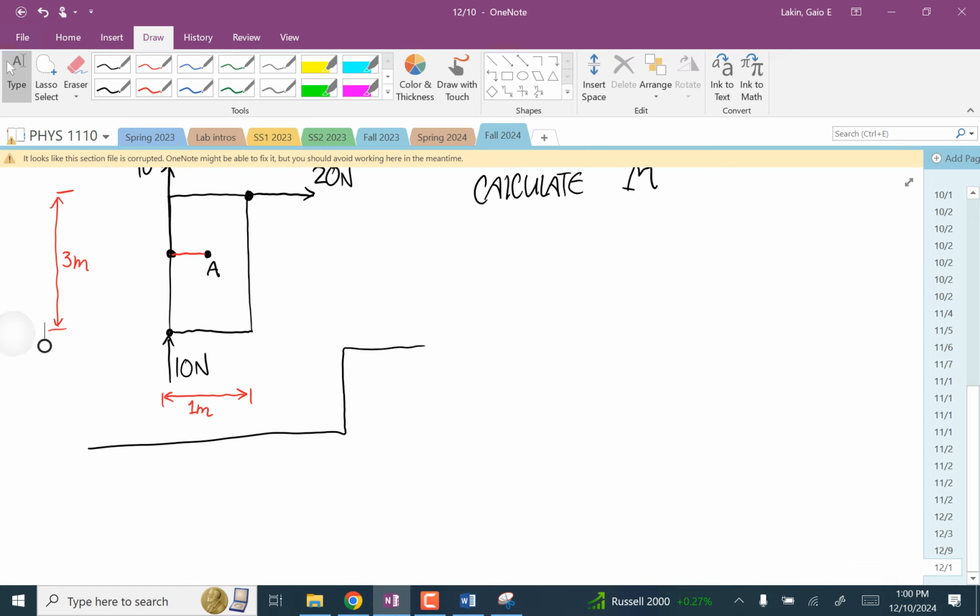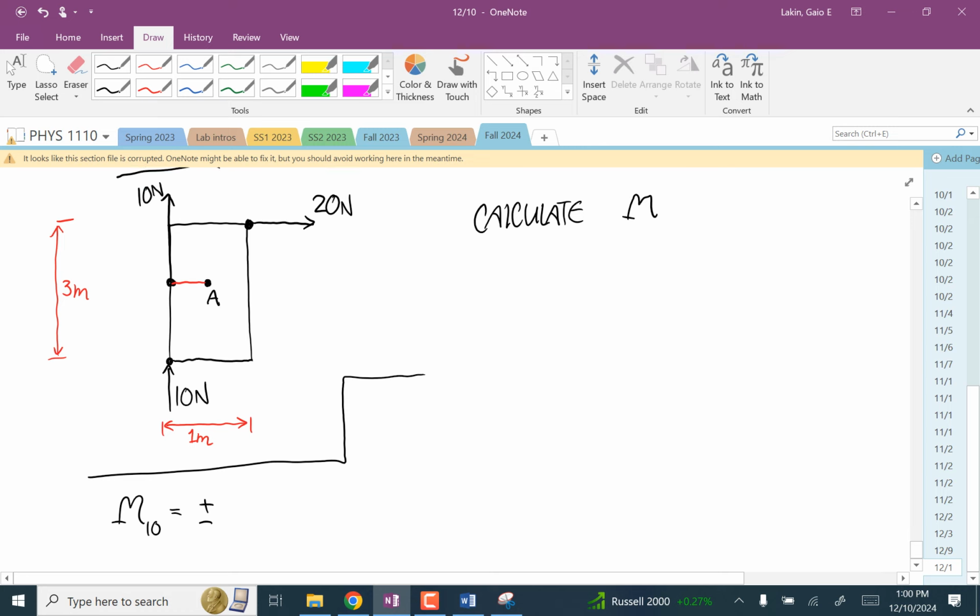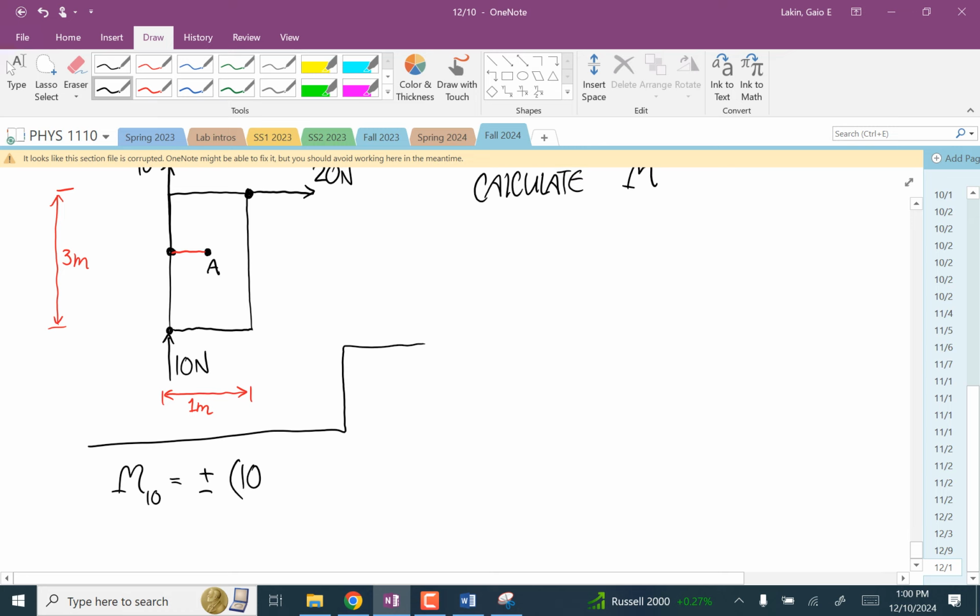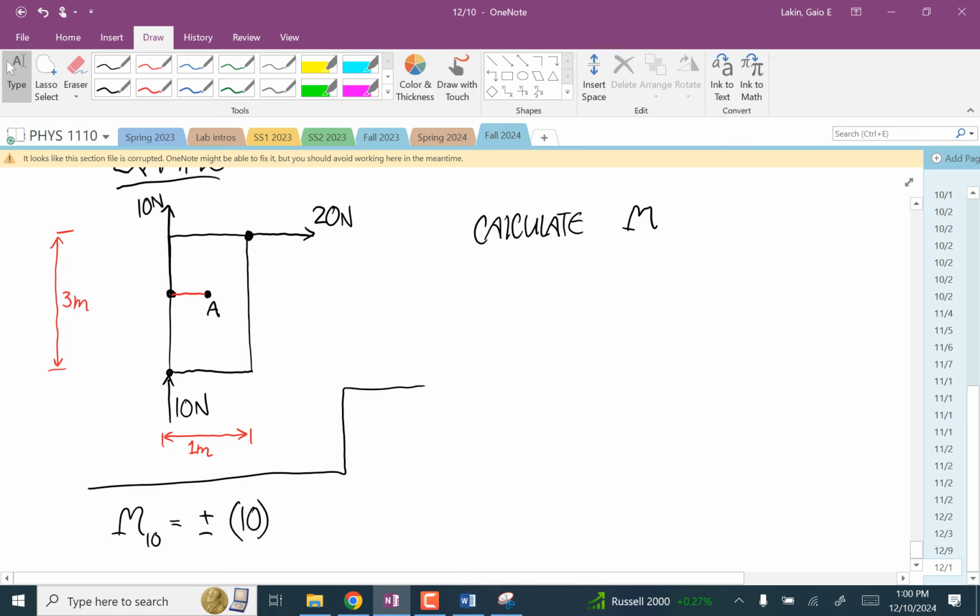And so the moment produced by that 10 Newton force is plus or minus, the force is 10. What's the length of that red line? 0.5, yep. And if you applied that 10 Newton force, would it make this body rotate clockwise or counterclockwise around A? Clockwise, yep, so negative. So this is negative 5 Newton meters.